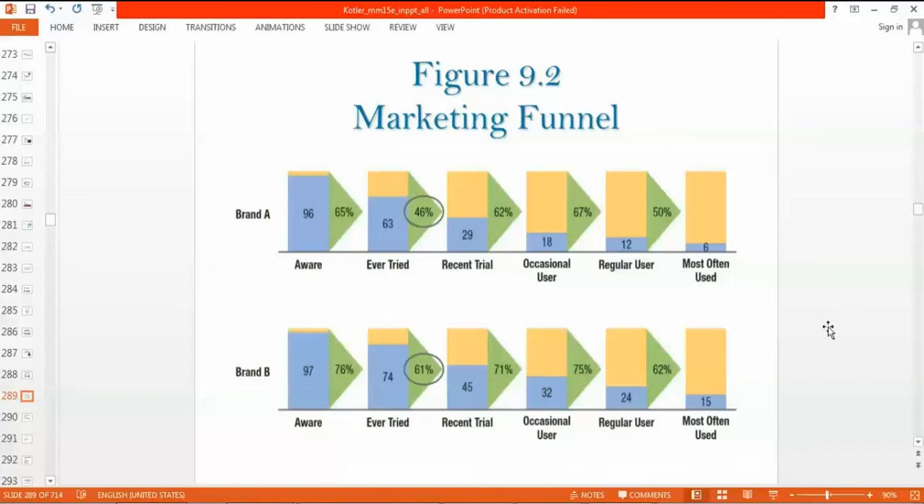Let's say from cluster A, the people who are aware of the product is around 96% or 65% of the customers aware of the product. And from this cluster, 46% ever tried. From this cluster, the repeat trial is 62%, and so on and so on. So using the clustering model, you can also identify the marketing funnel. You can say that this cluster is highly aware, this cluster is not aware, this cluster has average awareness.